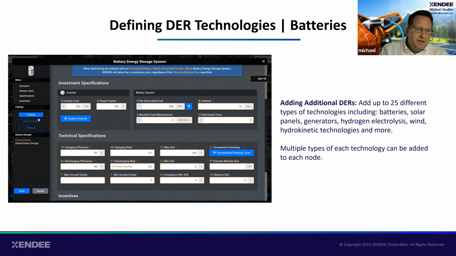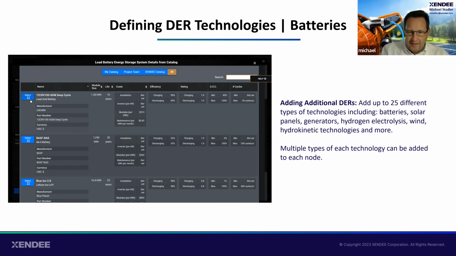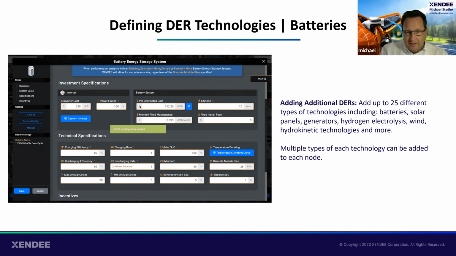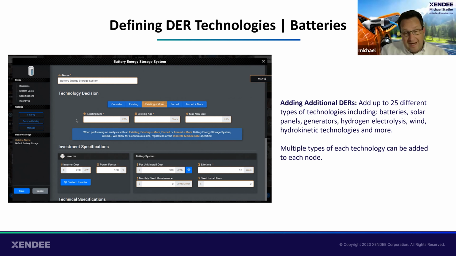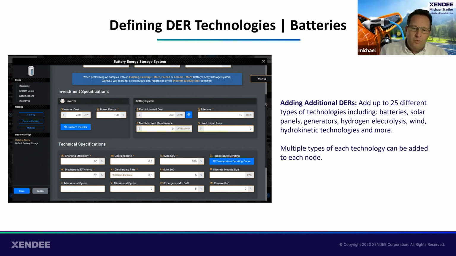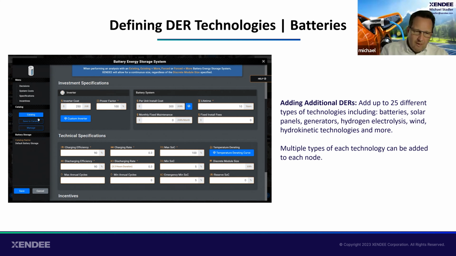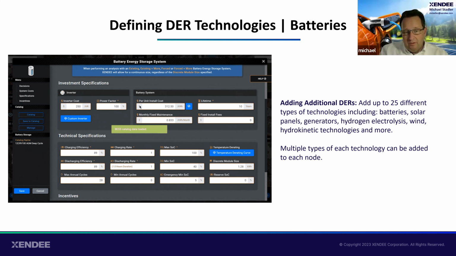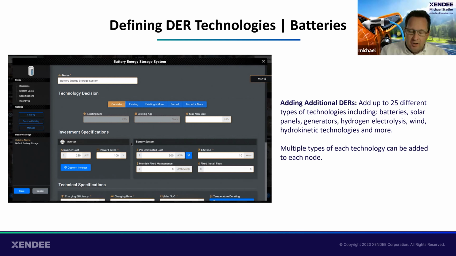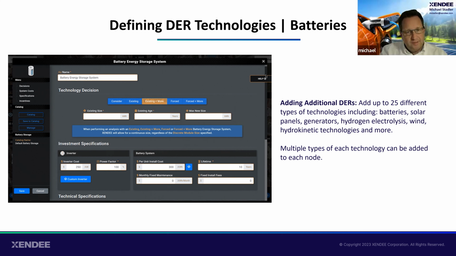Here you see on your screen how we deal with batteries. We can take them from a catalog. The catalog system is fairly large. You can, of course, define, override different parameters, and you can actually specify where you think these batteries should go in the distributed system. And then at the end, when we do the optimization with Xendee, it will actually decide if a certain battery at a certain node makes actually sense.